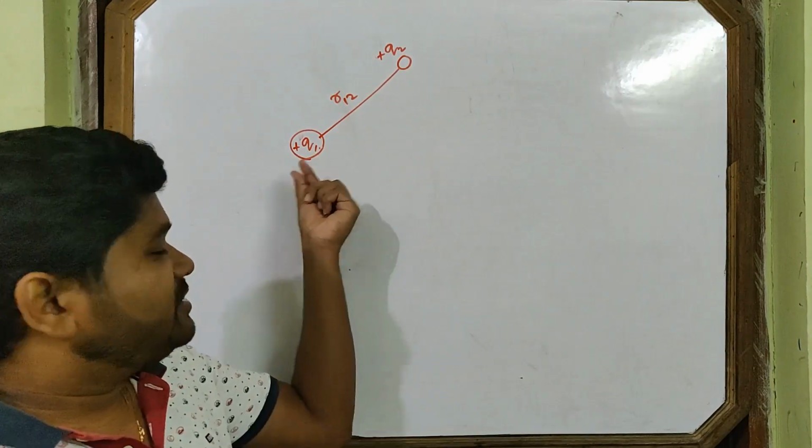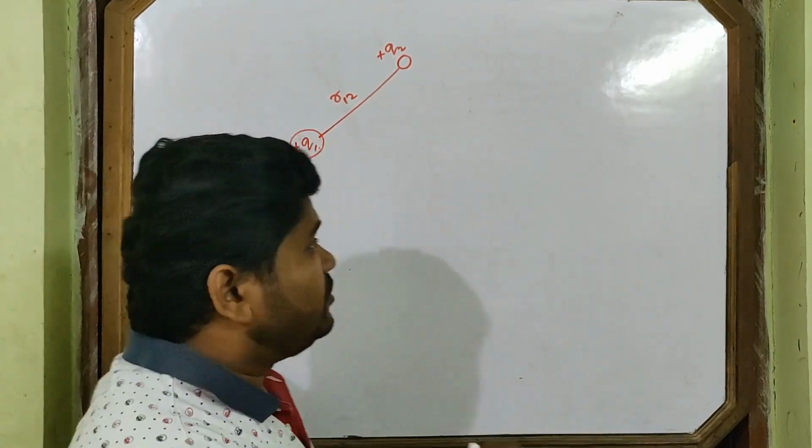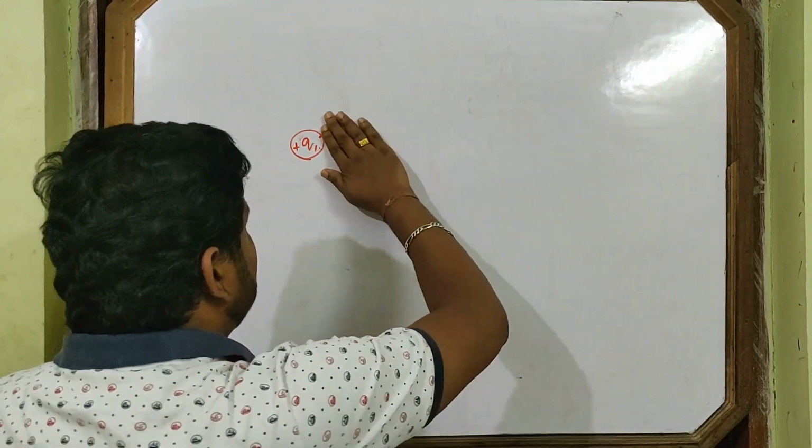First, this body Q1 was present here. What is the potential energy of Q1 when no Q2 was there? No Q2, only Q1. What is the potential energy of Q1? No charged body near it. Then already you understood, a single body does not have any potential energy. So Q1 potential energy is 0 because no force acts on it.